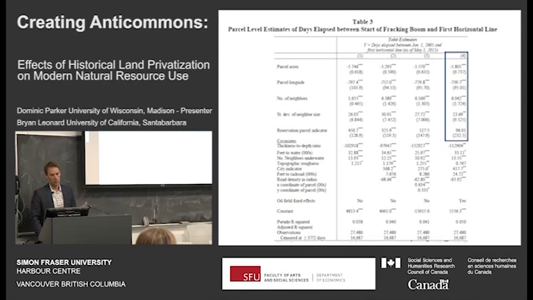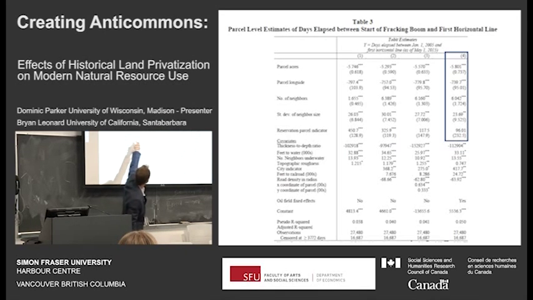So 2 regressions I'll show you and then I'll be done. This is a Tobit estimate of the number of days elapsed between the start of the fracking boom and the first line. So larger parcels get fracked first, longer parcels get fracked first. No significant relationship between whether the parcels are on the reservation in terms of the timing that it's fracked. Controls for different covariates that we think would affect the net value of drilling a parcel.